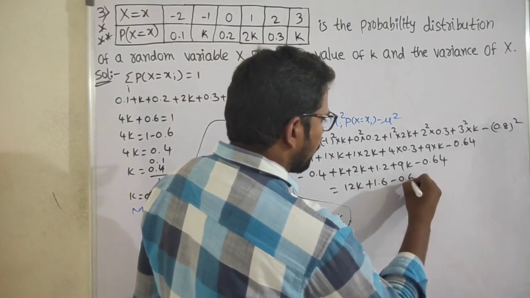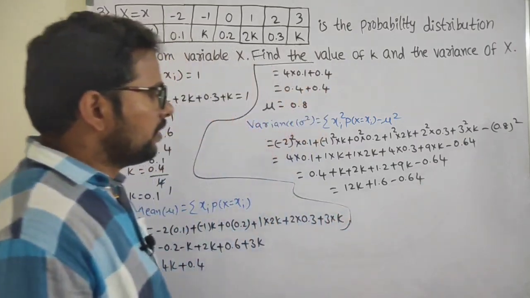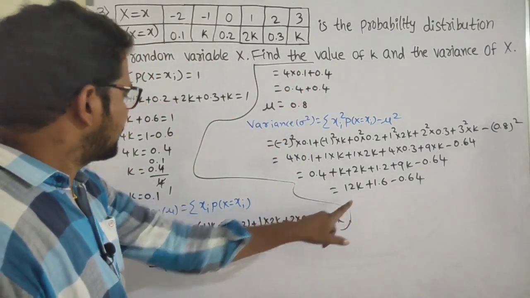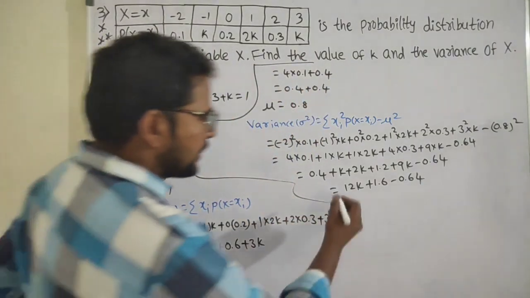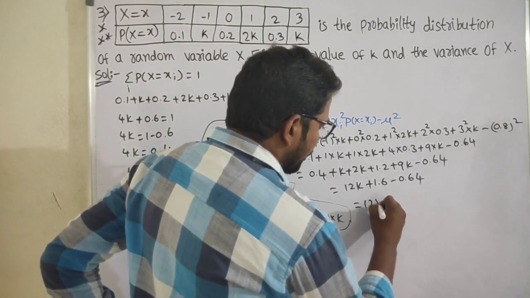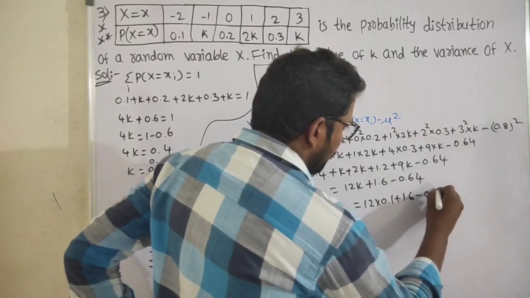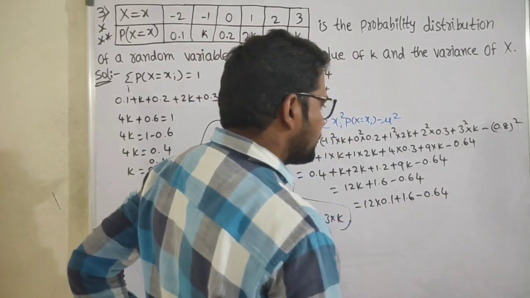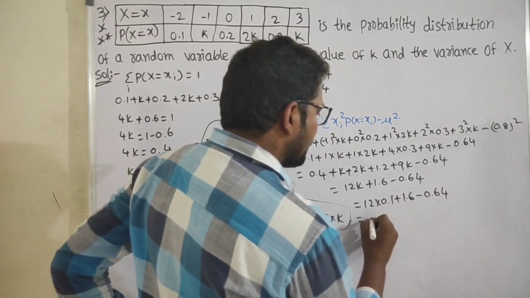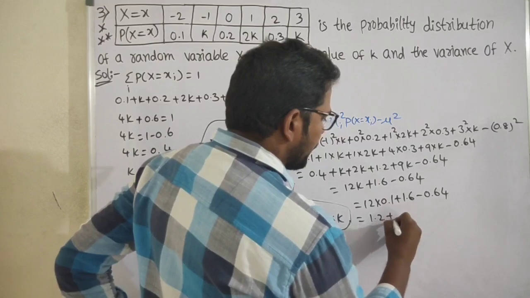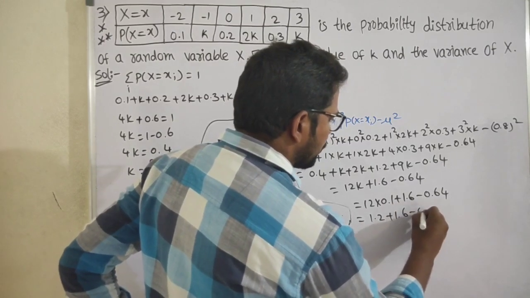So we have 12k plus 1.6 minus 0.64. Now substitute the value of k. What is the k value? 0.1. So 12 into 0.1 is 1.2, which gives 1.2 plus 1.6 minus 0.64.